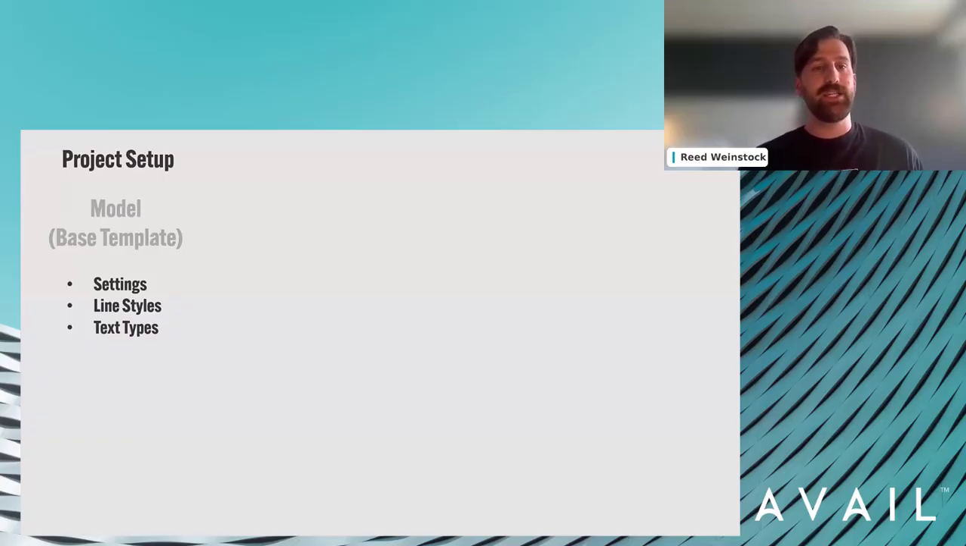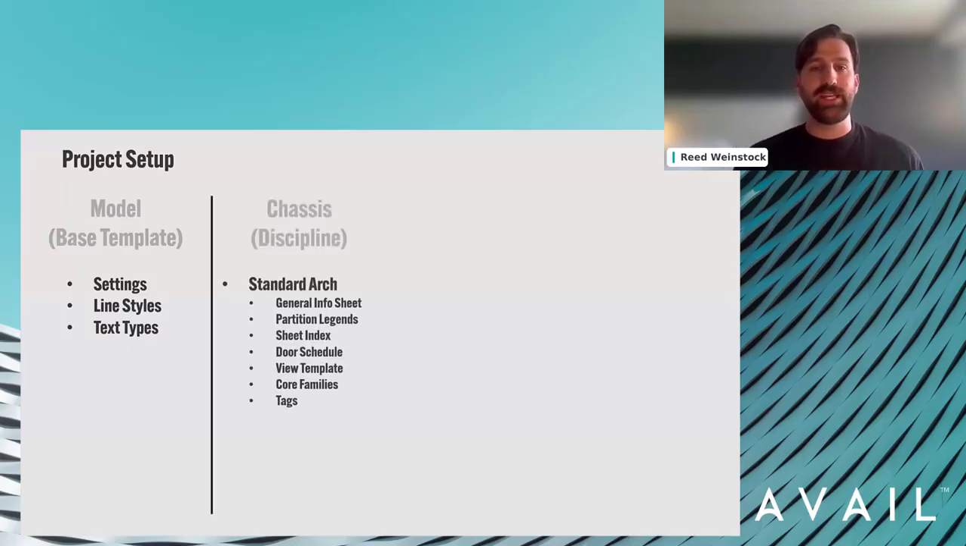It might have settings, line styles, text types, things that would really be unlikely to change at the end of the day, or would only be very rare for it to change. And then from there, you get into the chassis. So this is like the discipline. This could be like 90% of what you might use on a discipline when you start a new project.